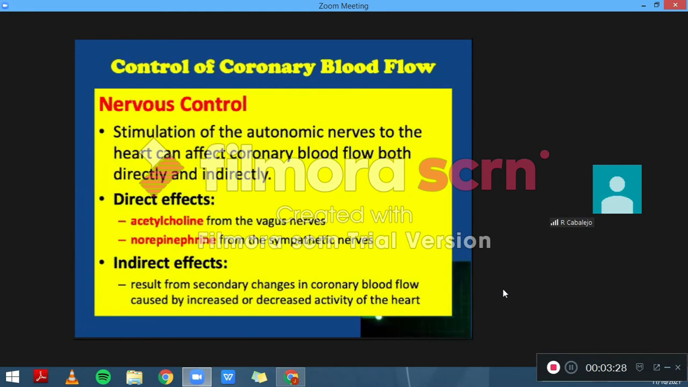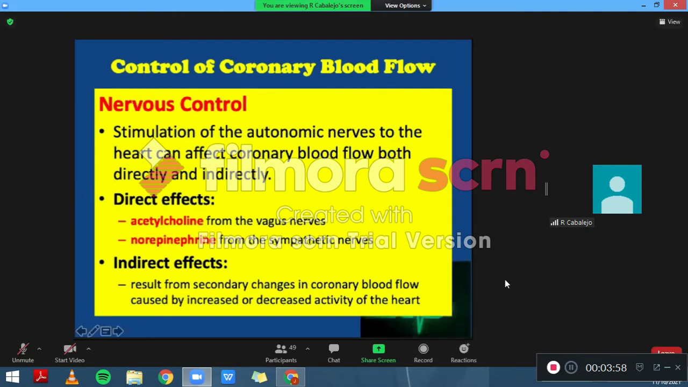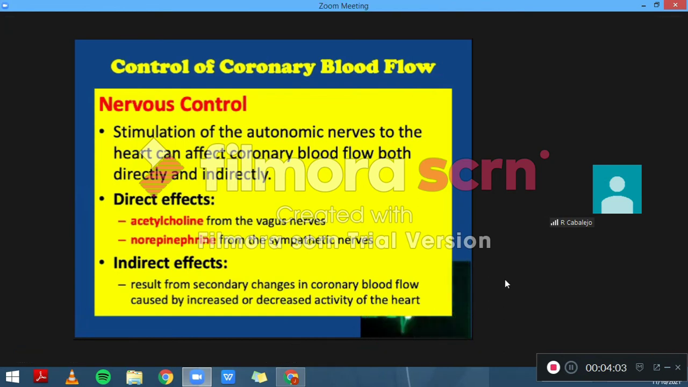The direct effects of your nervous control result from the action of nervous transmitter substances like acetylcholine from your vagus nerves and norepinephrine from the sympathetic nerves on the coronary vessels. The indirect effects result from secondary changes in coronary blood flow caused by increased or decreased activity of your heart. So nervous control causes vasodilatation via direct effects from your sympathetic, that is the action of your acetylcholine from your vagus.